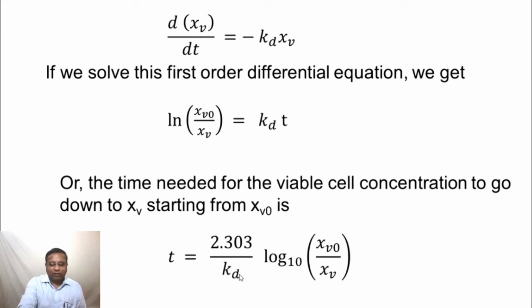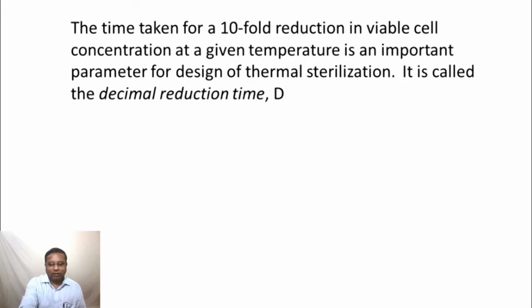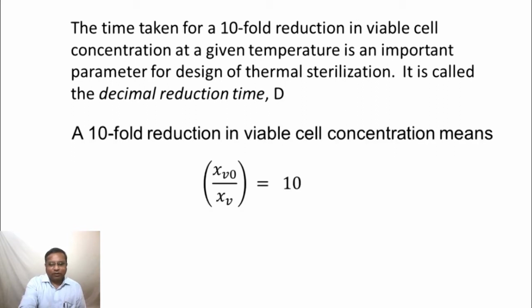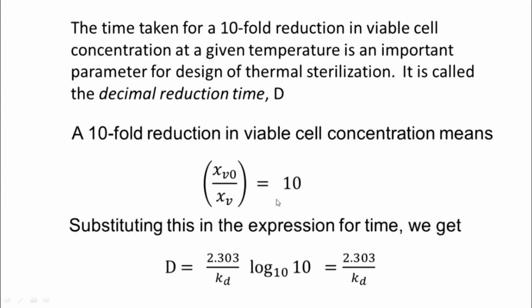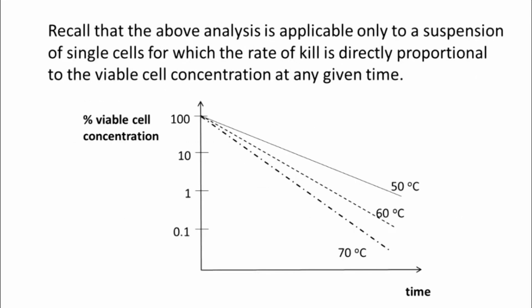So this is what we arrived at, and then we also looked at something called a decimal reduction time, which is the time that is required for a 10-fold decrease in viable cell concentration at a given temperature. For a 10-fold reduction, all we needed to do was replace Xv0 by Xv to be 10, and then we got the decimal reduction time D as 2.303 by kd. At this point, a problem was assigned.